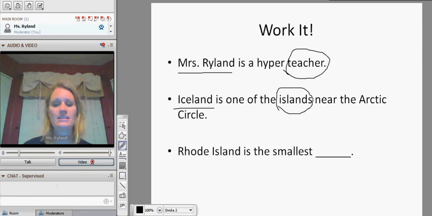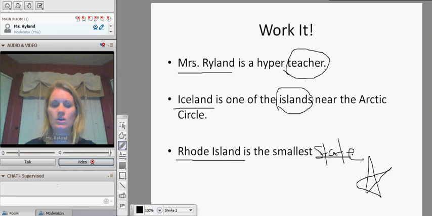Rhode Island is the smallest. What could we put in here? If Rhode Island is our original topic, our original noun, what is our predicate nominative of Rhode Island? Another way to rename it. If you said state, you would be correct. Fantastic for you. We are renaming the original noun.